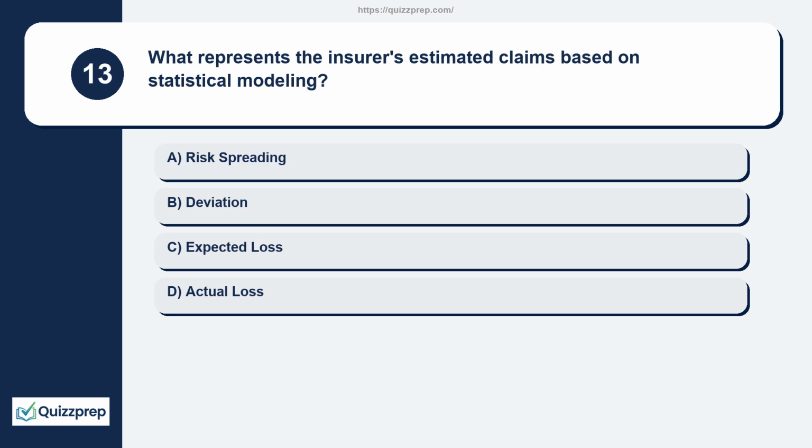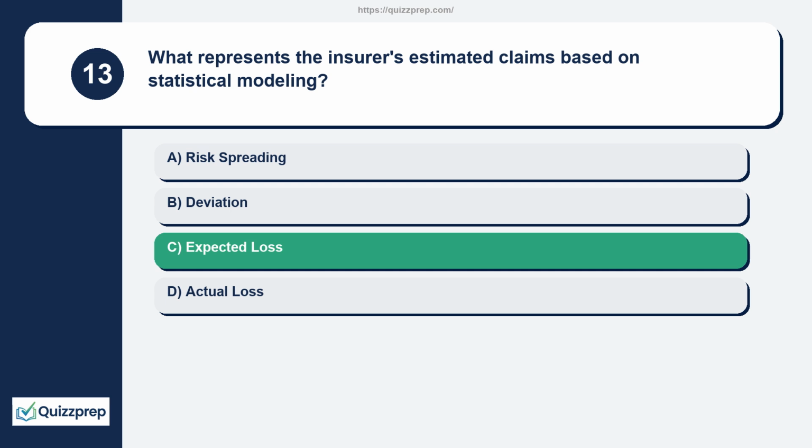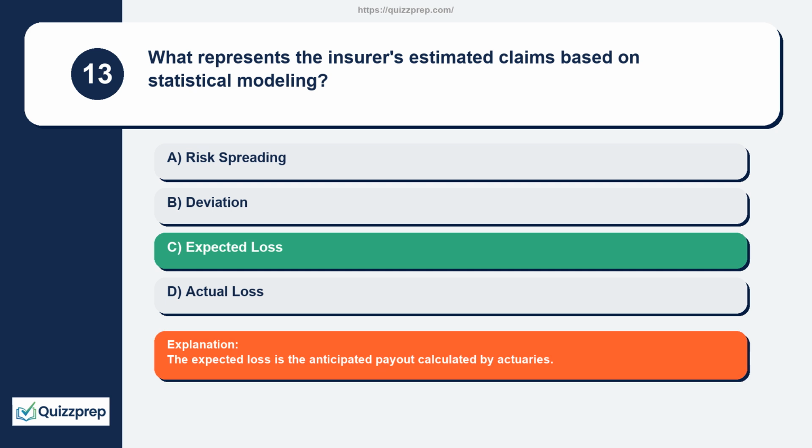Question 13. What represents the insurer's estimated claims based on statistical modeling? Risk spreading. Deviation. Expected loss. Actual loss. The expected loss is the anticipated payout calculated by actuaries.